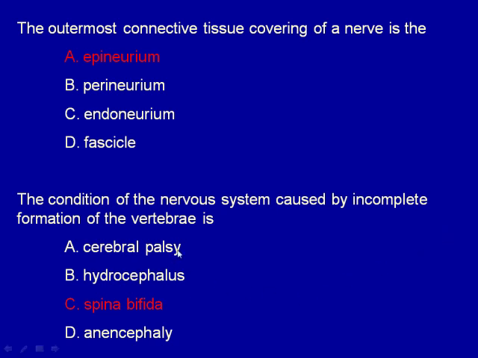Cerebral palsy is some sort of damage to the brain sometime around birth, just prior to birth, during birth, or after, usually because of oxygen supply. Hydrocephalus is when you have an overproduction of cerebrospinal fluid that puts pressure on the brain, and anencephaly is a failure of the conscious part of the brain to develop.